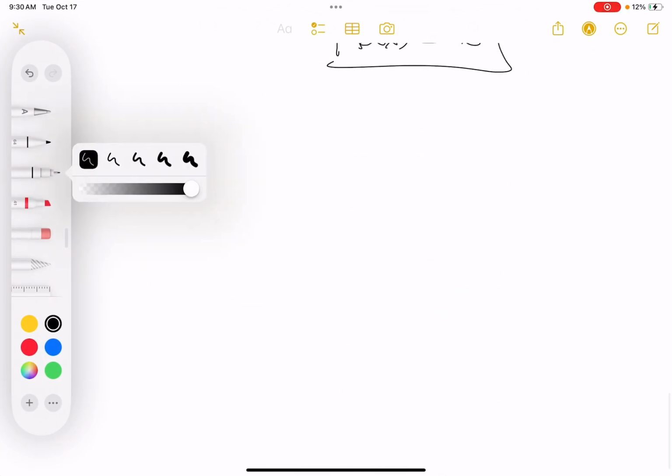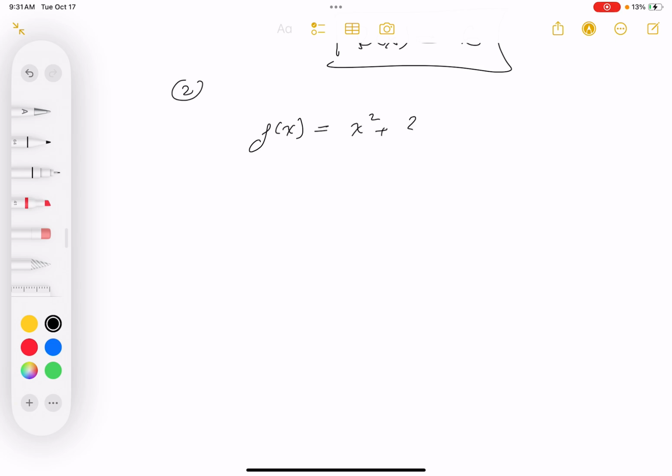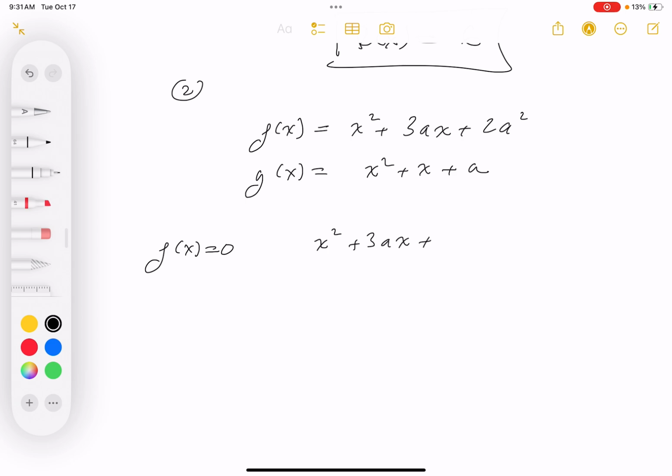So, I'll write down what I've been given. I've been given that f of x, again, it's problem number 2, is equal to x squared plus 3ax plus 2a squared. And I've been given g of x is equal to x squared plus x plus a. And I want to try and find the root of f of x. So really what I'm looking at is, when does f of x equal 0? I'll write this down. So x squared plus 3ax plus 2a squared would equal 0.